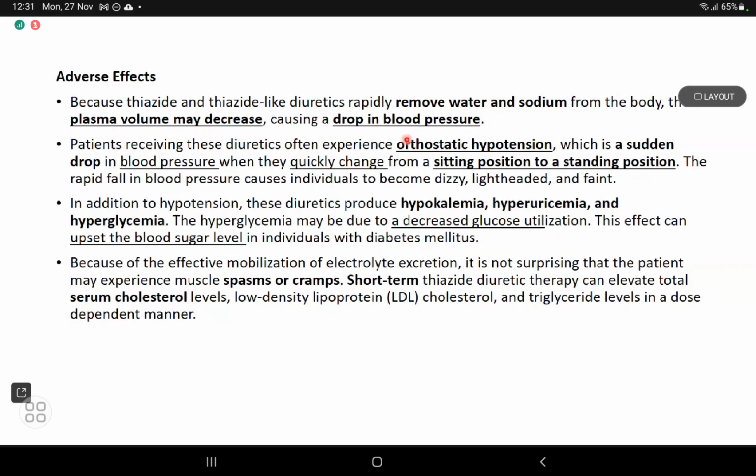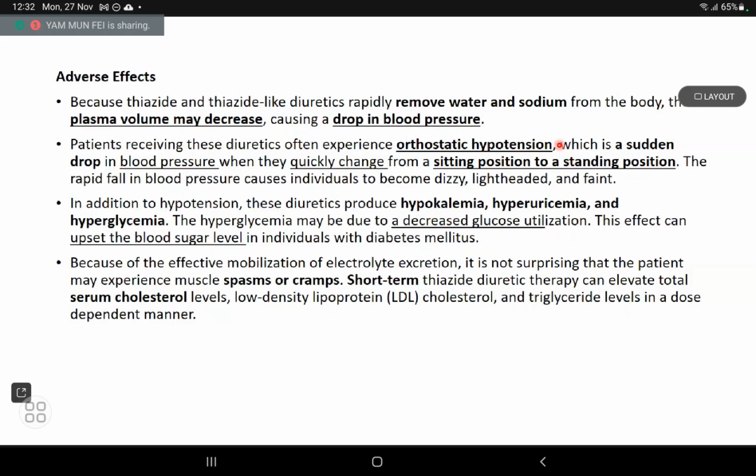Well, what is the meaning of orthostatic hypotension? This always happens in elders. When they take an antihypertensive drug and sit down, they feel okay. When they quickly change their position from sitting to standing, they might have this orthostatic hypotension, meaning that blood pressure drops dramatically due to the change of position. That's why we call it orthostatic hypotension.